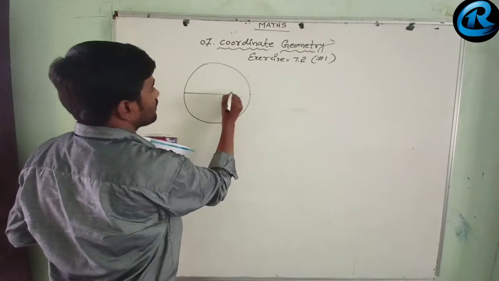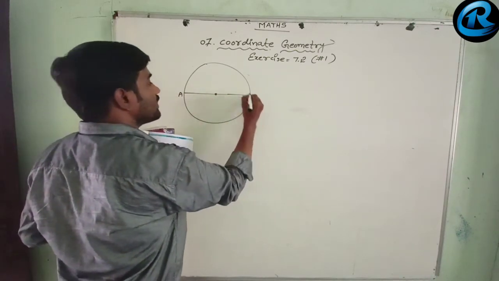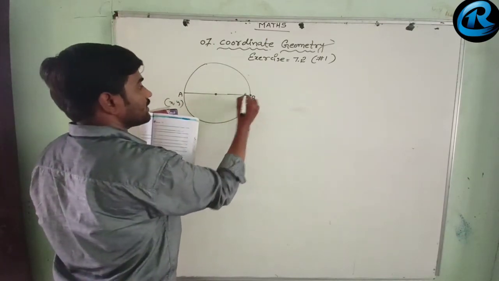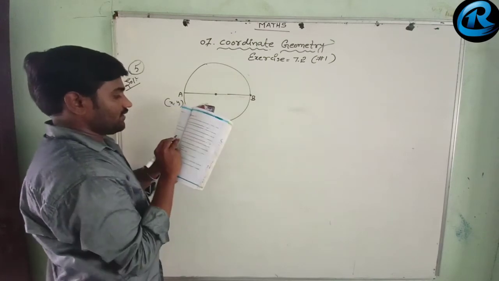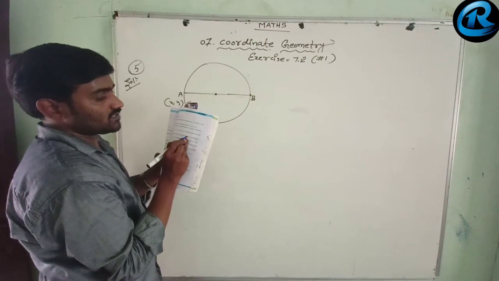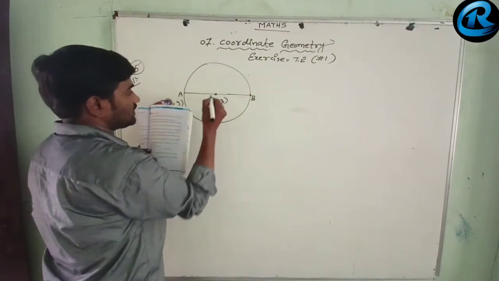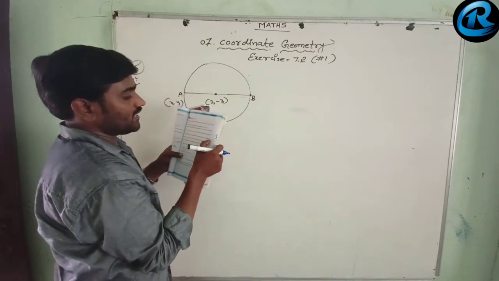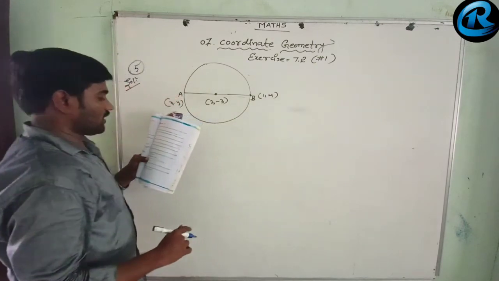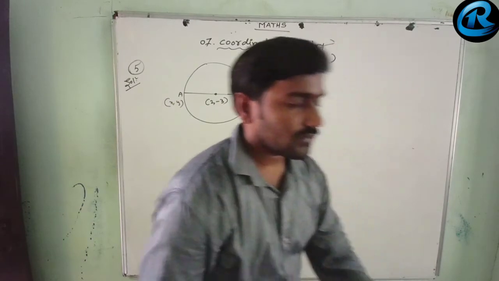Here A and B, we have to find out A, x comma y, and AB is a diameter here. We have to find out A where AB is a diameter of a circle whose center is 2 comma minus 3, and B is 1 comma 4. By using the section formula we can find it, or not?